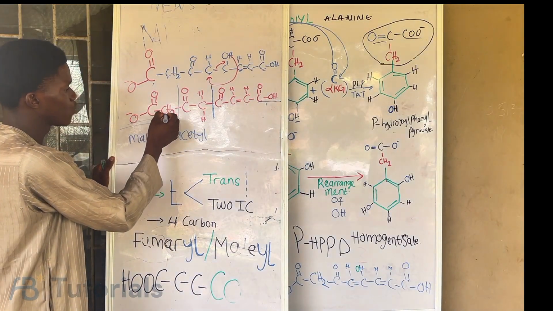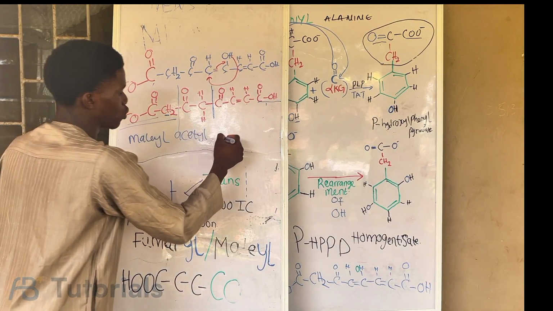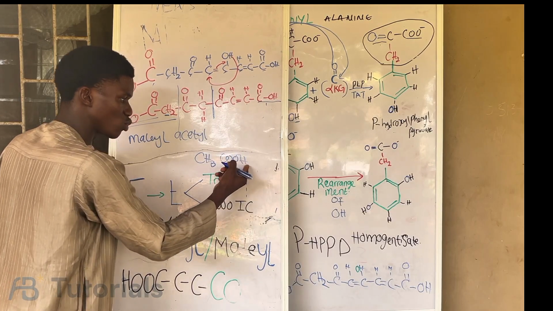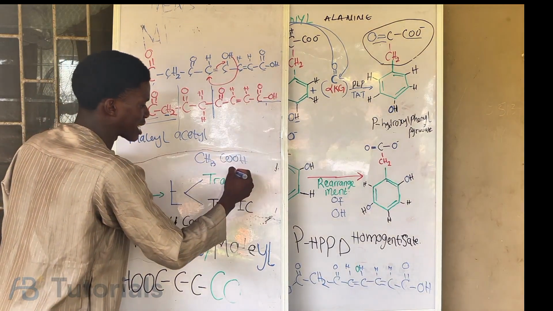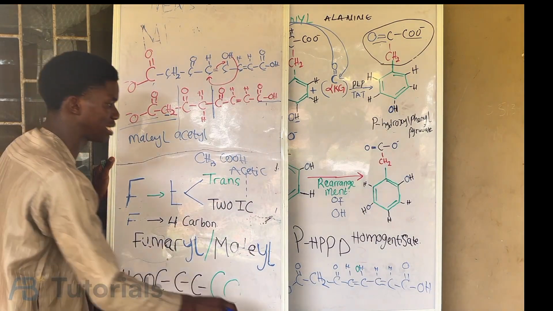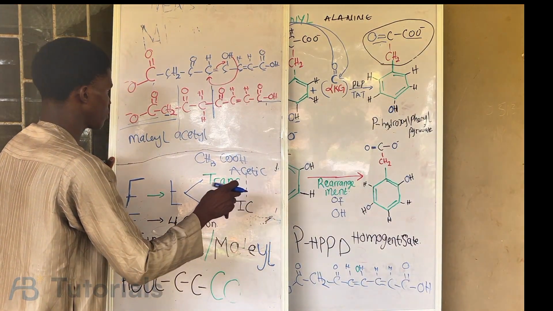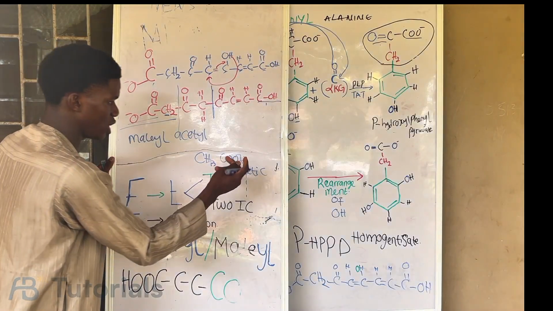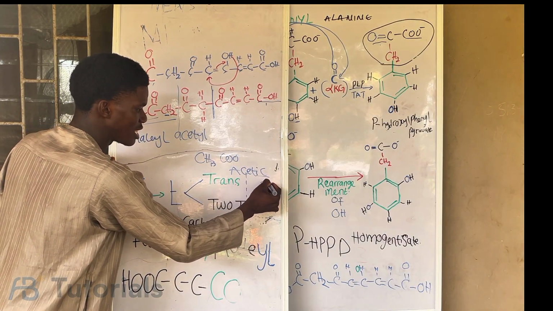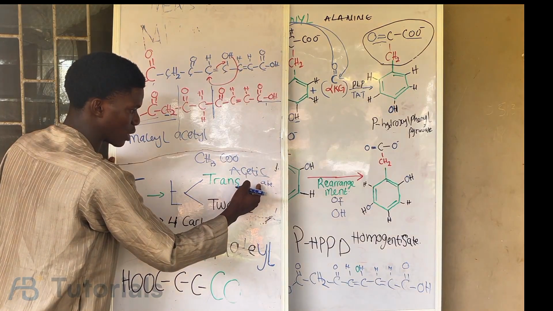And what about this one? CH2, look at it, CH3COOH. This is ethanoic acid, or you call it acetic acid. But now look at this guy. If this hydrogen is not there, instead of being IC, it will be ATE. Acetate.